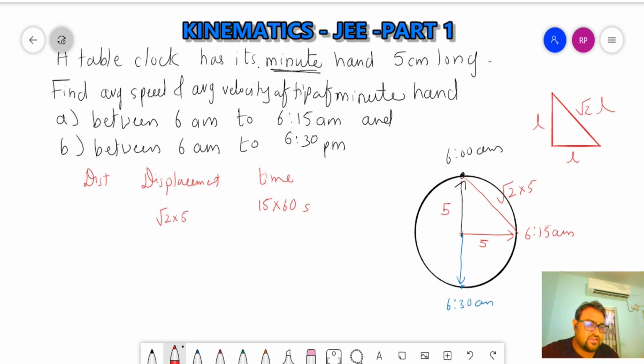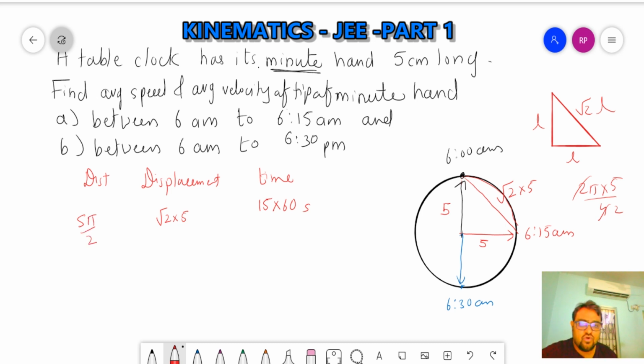Okay. This will be the distance. So distance will be, complete circle 2 pi r, one-fourth circle 2 pi r by 4. So 2 into pi into, what is r, 5, upon 4. This is equal to 5 pi by 2. So distance is 5 pi by 2.